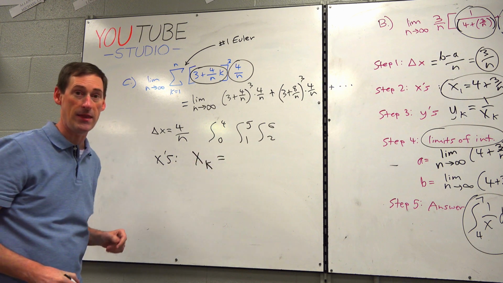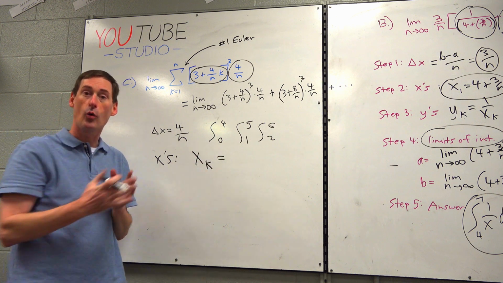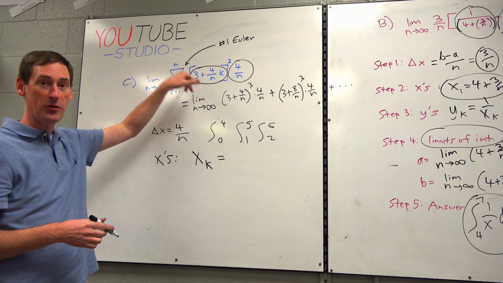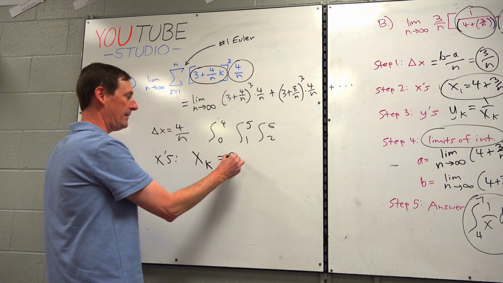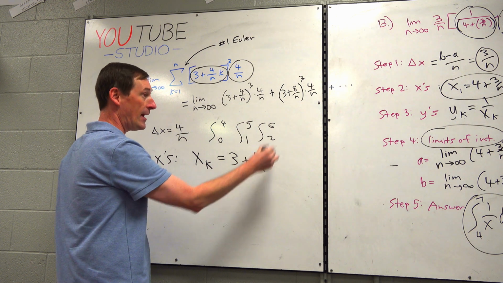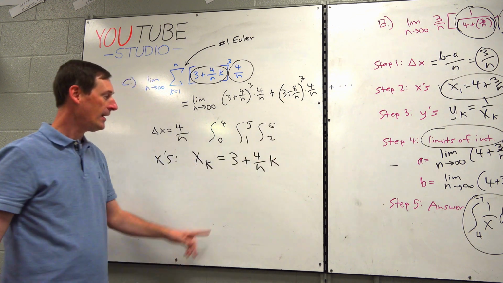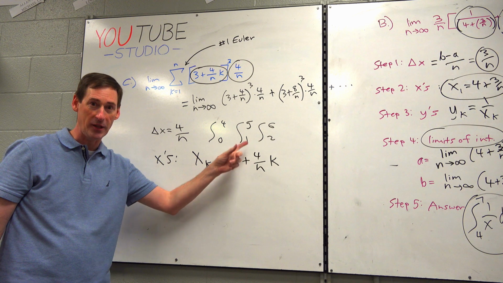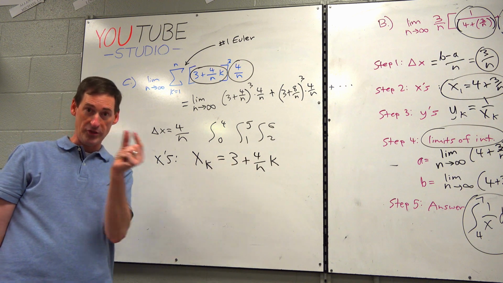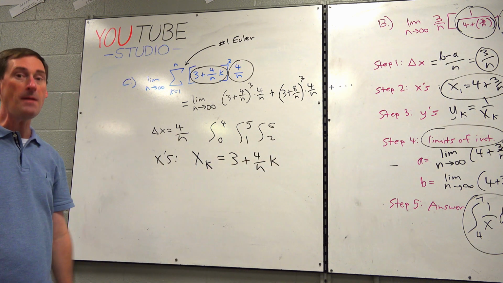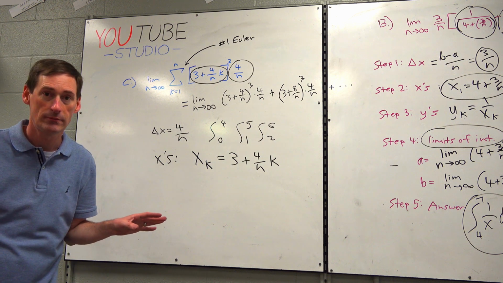X sub k, the thing being plugged in or inserted, must be 3 plus 4 over nk. Doesn't that look just like the x sub k over there that we just did? It's like some whole number plus some little increment of little widths of buildings. That's all you have to do right there.